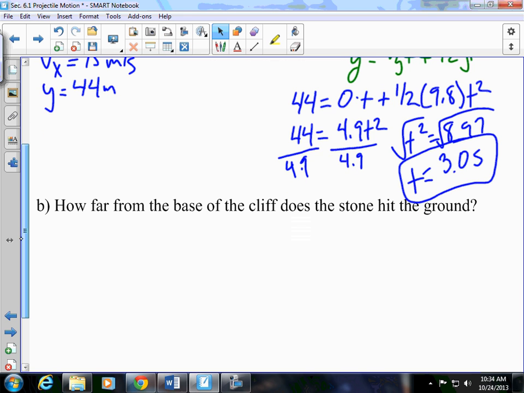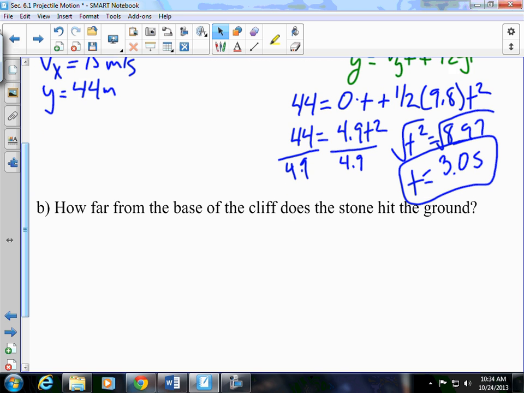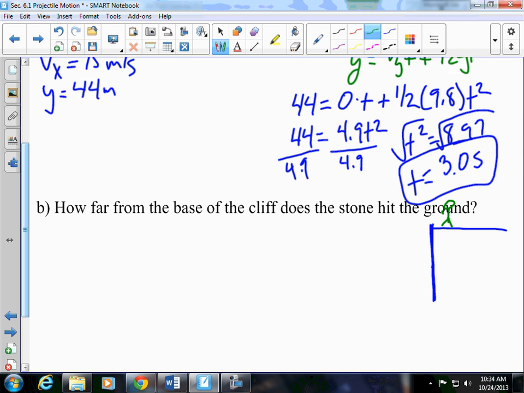Next up then, B. How far from the base of the cliff does the stone hit the ground? Well, if we have a drawing here, all right, here's my cliff. I'm standing on top of the cliff and I just threw a rock off. And it's going to hit the ground like that. How far from the base of the cliff? So we are looking for this distance. Well, what is this distance? That distance, is it distance in the x direction or y direction? It's distance in the x direction.